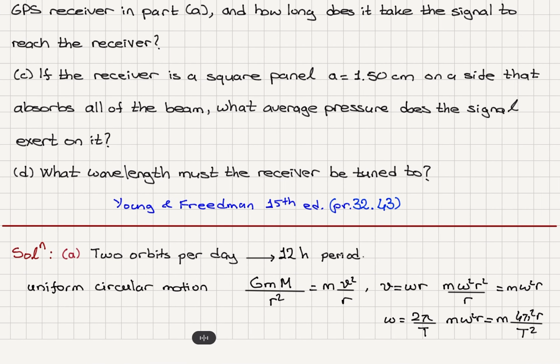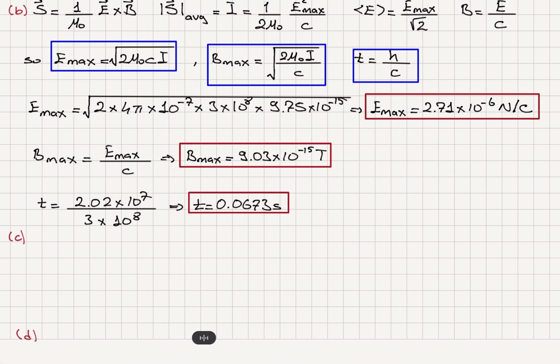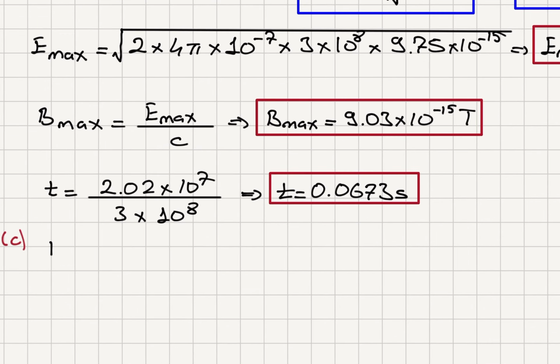Part C, if the receiver is a square panel, 1.5 centimeters on a side, that absorbs all of the beam, what average pressure does the signal exert on it? We have a complete absorption scenario. The average pressure exerted on this panel will be the average value of the Poynting vector magnitude, S average, divided by c for complete absorption, as we have seen many times in the previous problems.